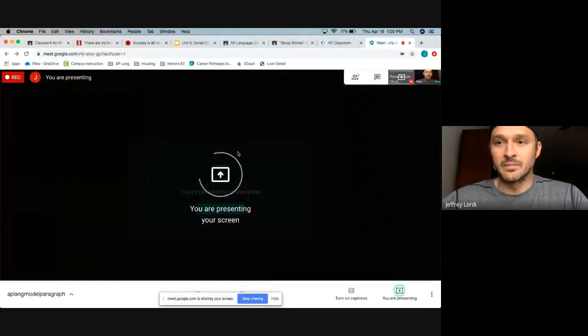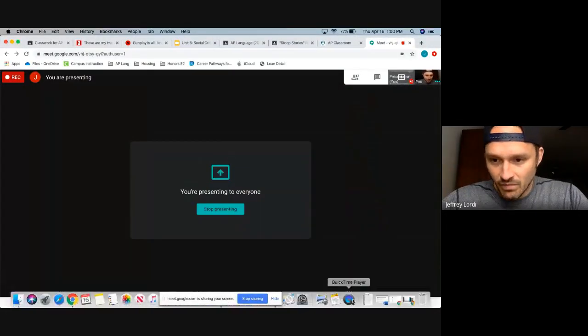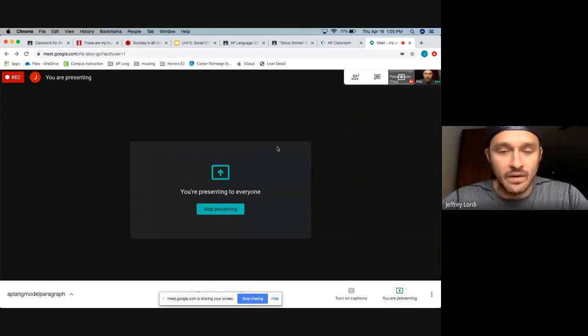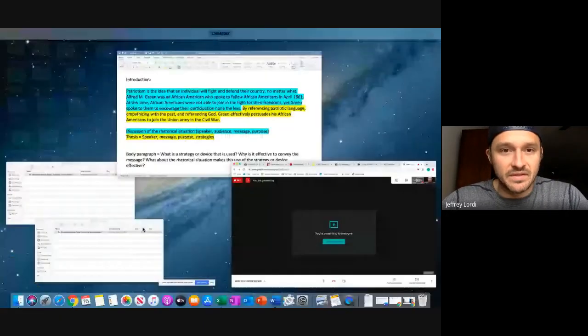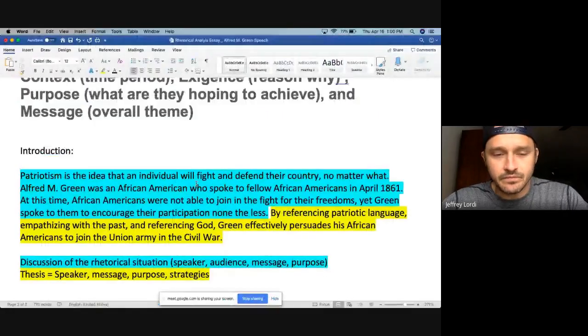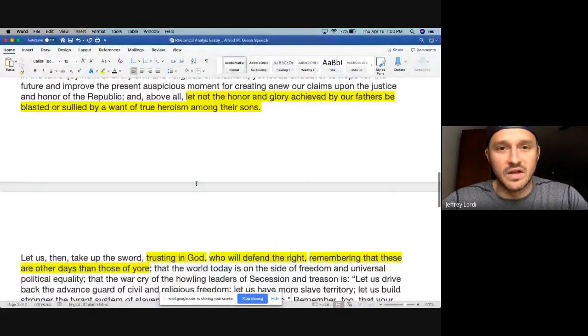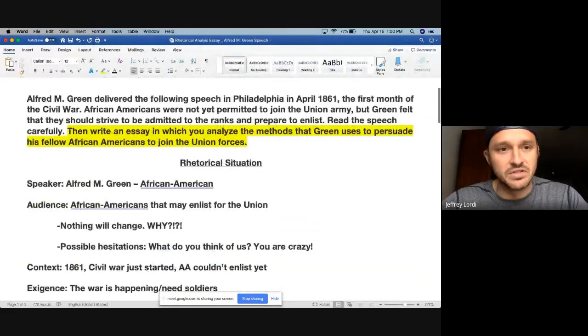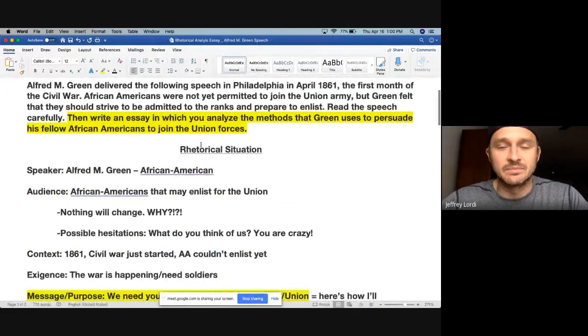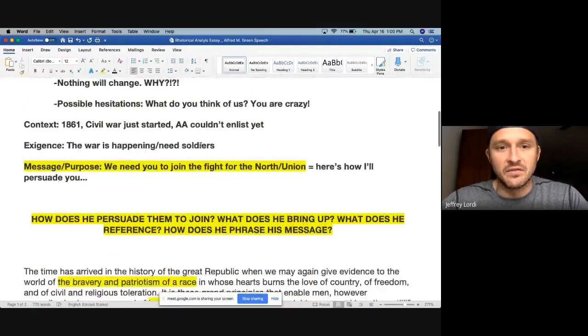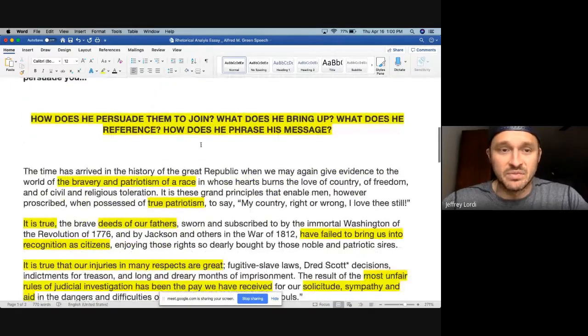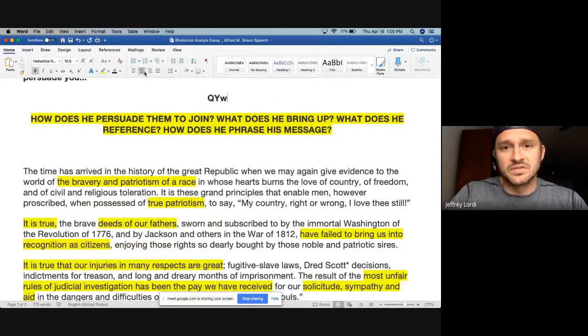So I'm going to take you through my screen now and just show you what I would do when I get to the body paragraphs here. All right, so again, I will upload this document as well. This is the speech. This was the context that we went through yesterday. Everything that's highlighted is what I indicated as being important. These were the questions I ask as I read.